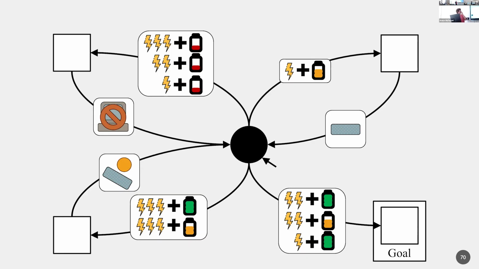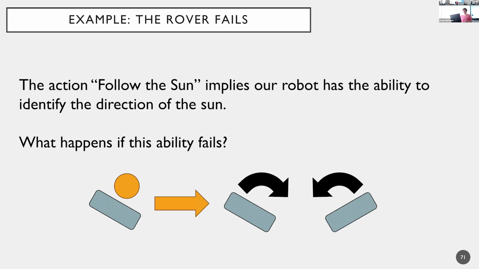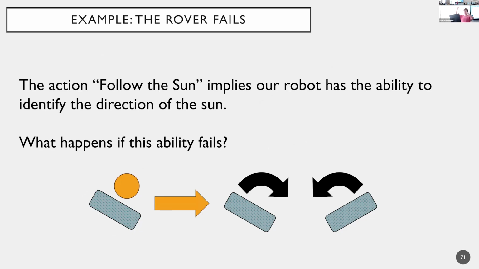So that's all good. But the action follow the sun implies our robot has the ability to identify the direction of the sun. We assumed that we had light sensors that could figure out where the sun was and point towards it. But what happens if this ability fails? Our robot now has to develop new behaviors to cope with these high loads, where previously it had this much simpler controller. So to implement an action such as following the sun, we need to have the ability to actually move our solar panels.